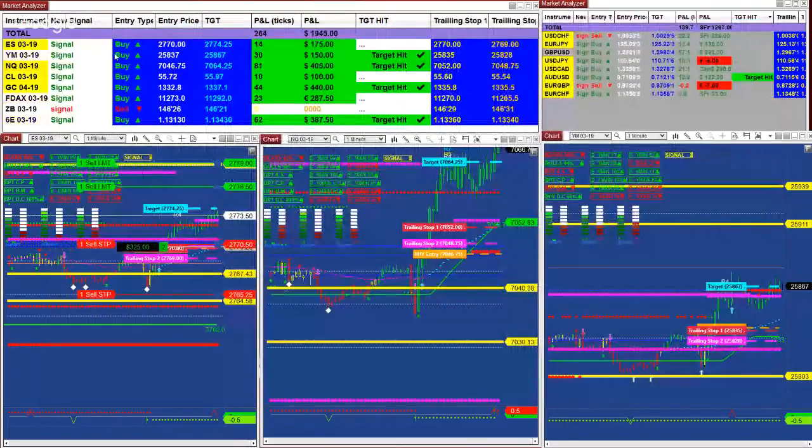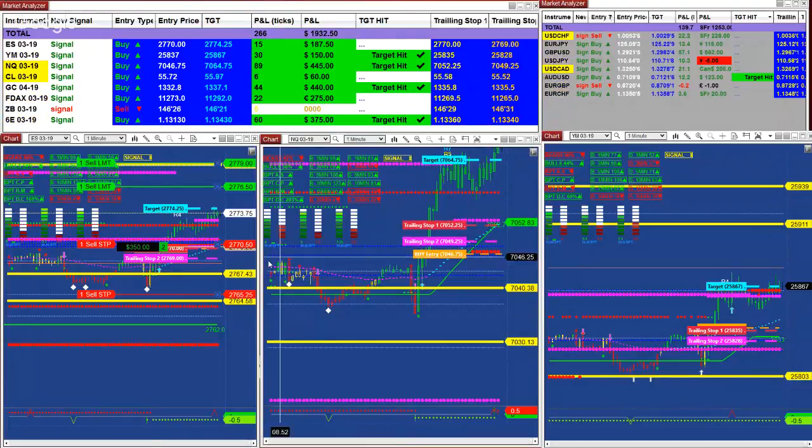For the ones who don't know us, there are three kinds of automated trade. You can follow the signal, and you're very welcome to. As an example, we have a signal on the ES: buy at the entry price of 2770, target 2774. Right now we are 15 ticks from the entry, and the target is right in front of you.